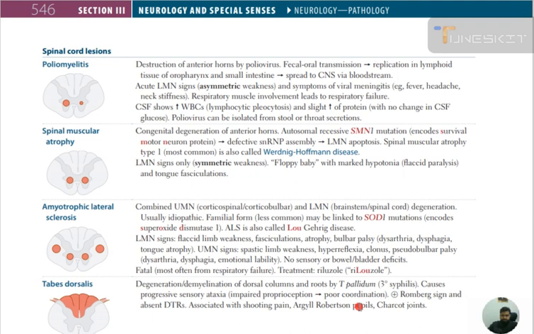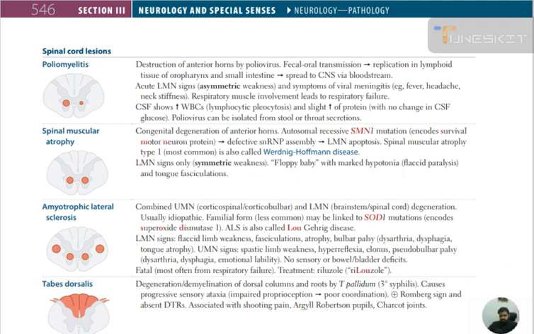Argyll-Robertson pupil is a very common feature, which you can remember from P, R, and A, which means that pupillary reflex is absent, and Charcot joint disease.